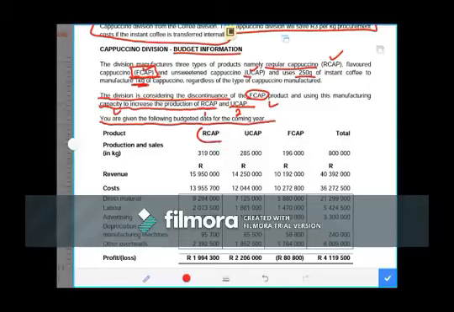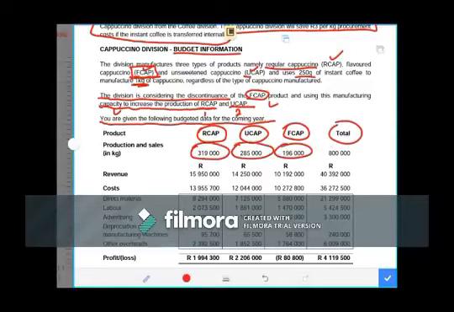So we have regular cappuccino, unsweetened cappuccino, and flavored cappuccino. And the total column with regards to the sales, this is in kgs, this is the number of sales that the company has made, up to a total of 800,000 units. And the units are the kilograms that the company is producing and selling, because this kind of cappuccino is sold in kilograms in powder form.